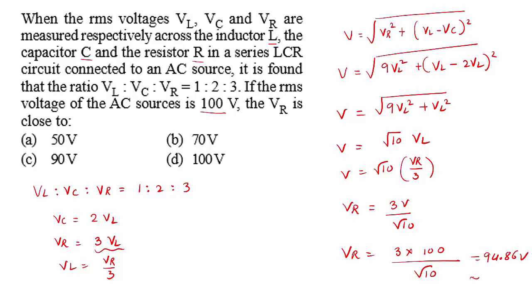94.86 volt is nearly equivalent to 90 volt. So option C is right. If it is more than 95, you can write 100 volt. But it is less than 95, so we can take option C, 90 volt.